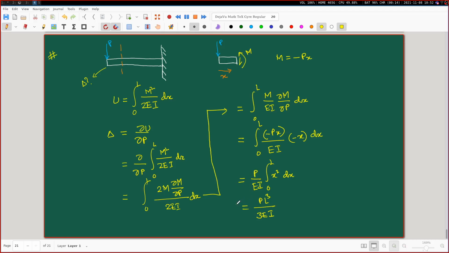Alright, so this is so easy. I also think this is easy. Students also think this is easy. I'm sure you will also agree with me. Alright, now let's look at another example.